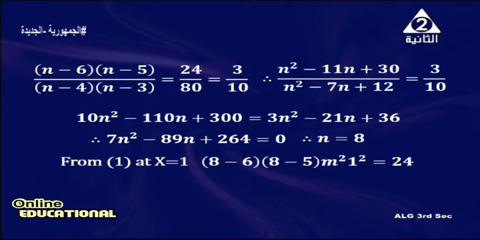After that, from equation 1, when x = 1, we deduce that m² = 4, so m equals positive or negative 2.